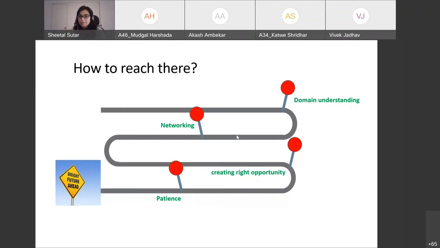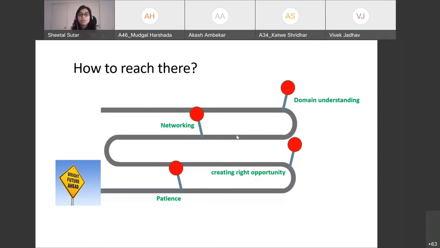Once you have a network from which you can get details about available opportunities, it may happen that your set of skills and the requirements of the company are not matching. So what you have to do there is understand the current market needs, and based on that, upgrade yourself.